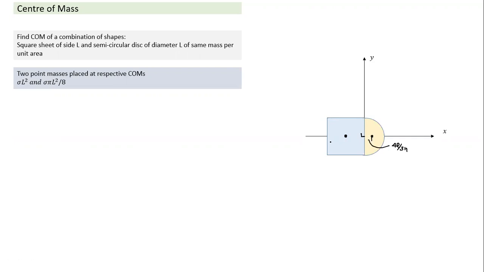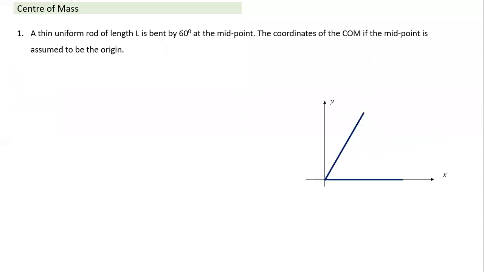The moment I replace this with a 2-point mass system, M1 and M2, I can easily find the center of mass using the point mass system formula. So that's the standard method we use to find the center of mass for a combination of shapes. Whatever shape we have, we can replace it with an equivalent point mass placed at its respective center of mass.